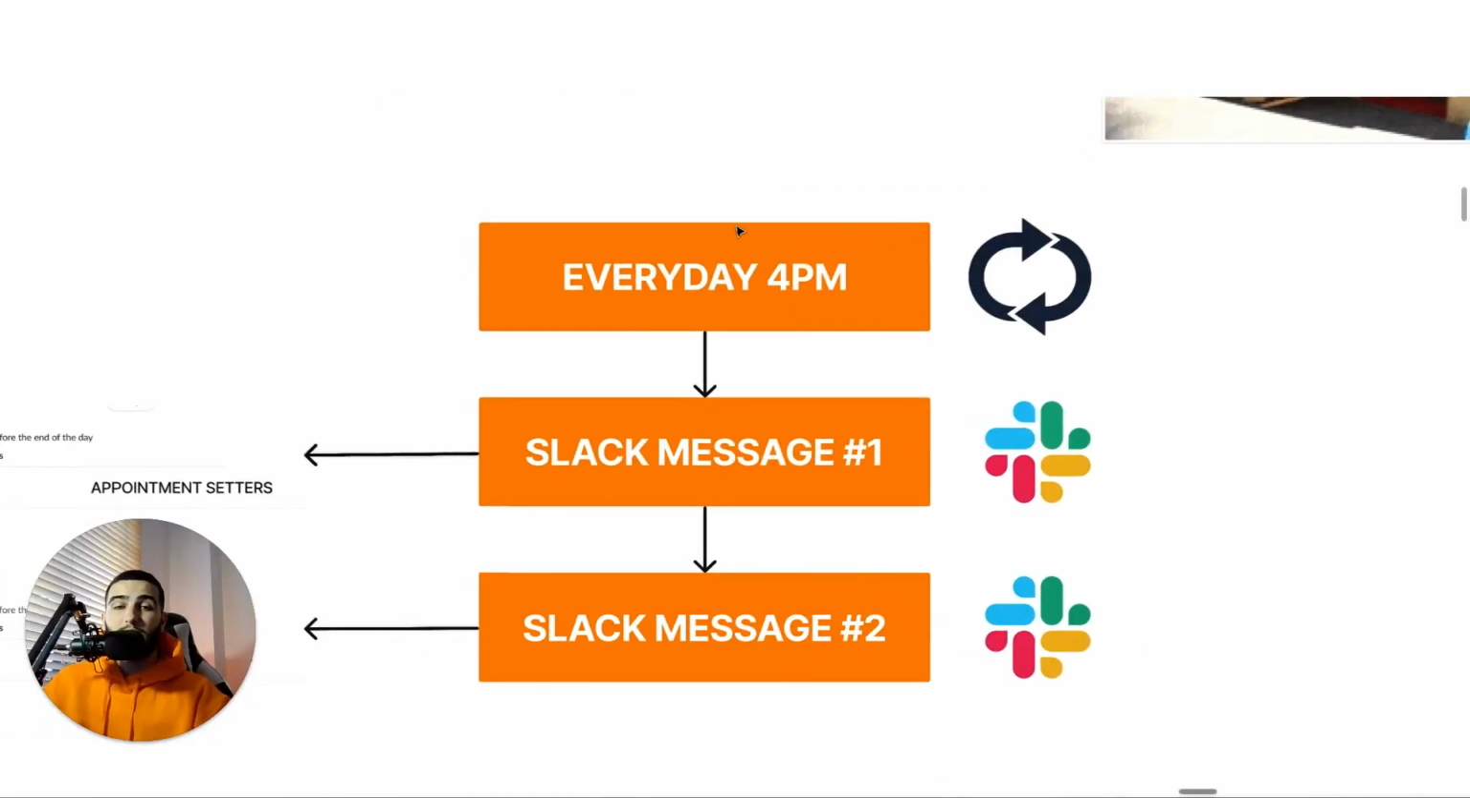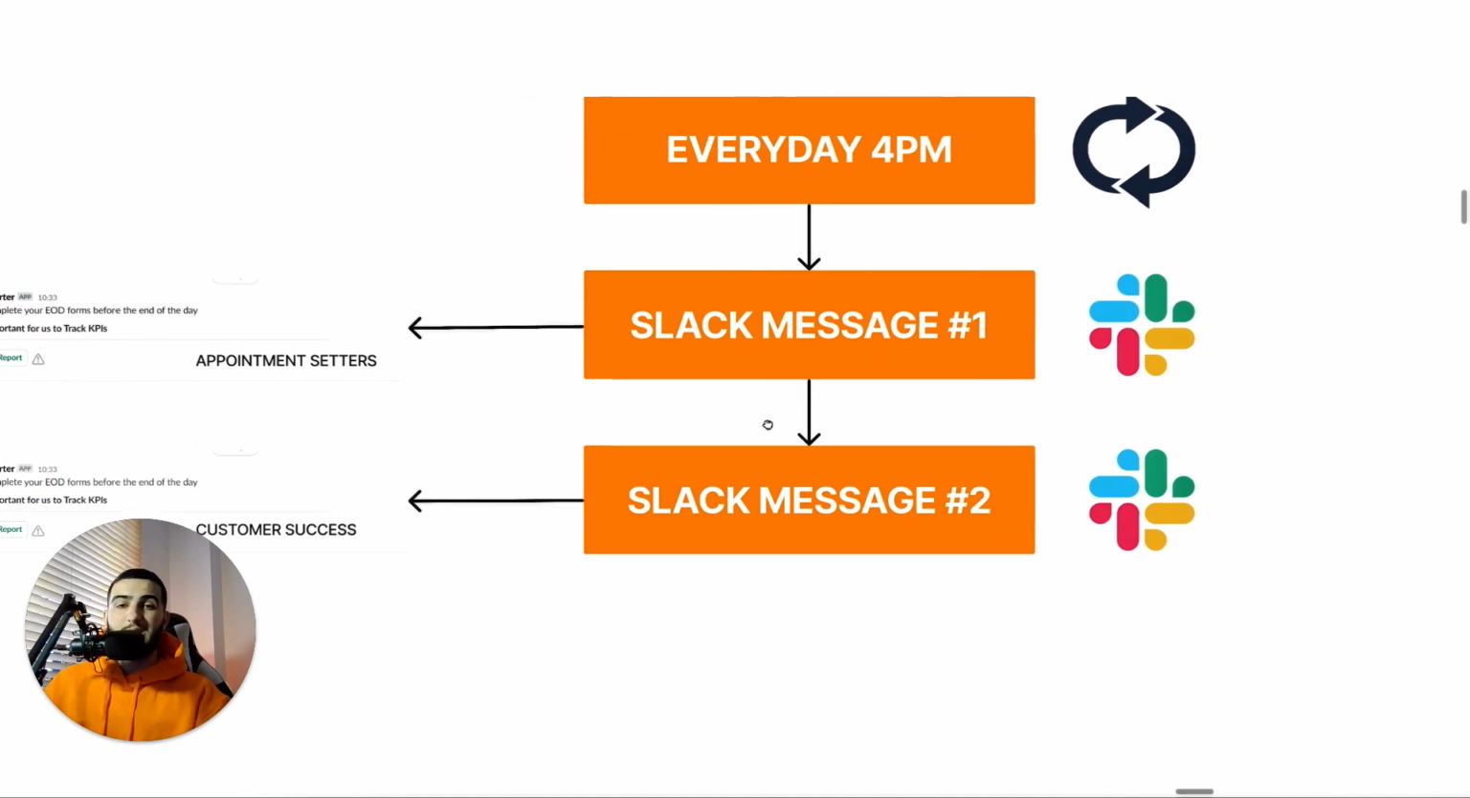This automation is super simple. It's basically going to run every day at 4 p.m. and it's going to send 2 Slack messages. Now, the reason it's sending 2 Slack messages is because for this example, I'm going to have 2 different sets of team members. I'm going to have customer success managers and appointment setters.